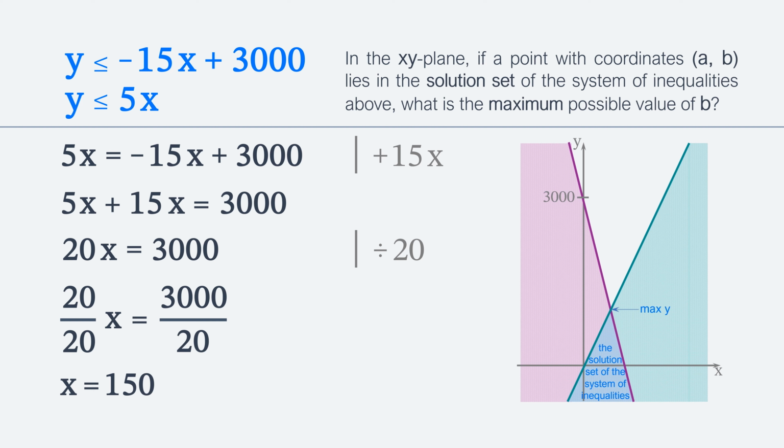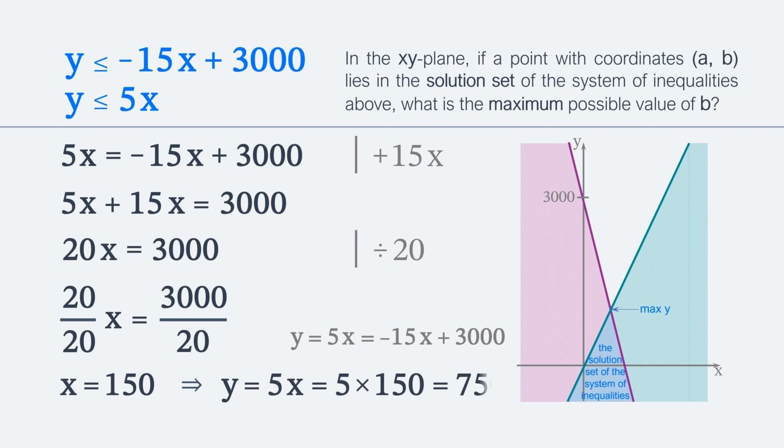This is the x-coordinate of the point of intersection, but we need to find the y-coordinate of the point of intersection. We know that the y-coordinate of the point of intersection is equal to 5x, and it is also equal to minus 15x plus 3000. Since x is equal to 150, we get that y is equal to 5 times 150, that is equal to 750. This is the maximum possible value of b for a point with coordinates a, b lying in the solution set of the system of inequalities above.